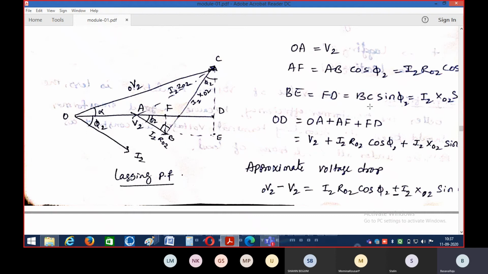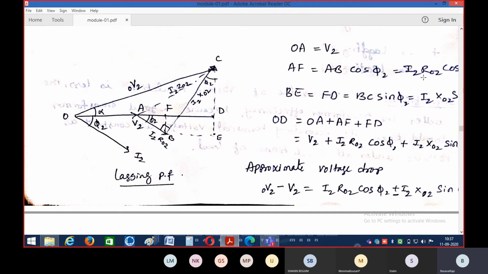Okay, this BC is equal to what? I2 X02. So therefore BC is nothing but I2 X02, and with sin phi 2, I will get it. Yes or no? This BC is equal to I2 X02. So instead of BC, I have substituted I2 X02. Sin phi 2 as it is, I will have I2 X02 sin phi 2.